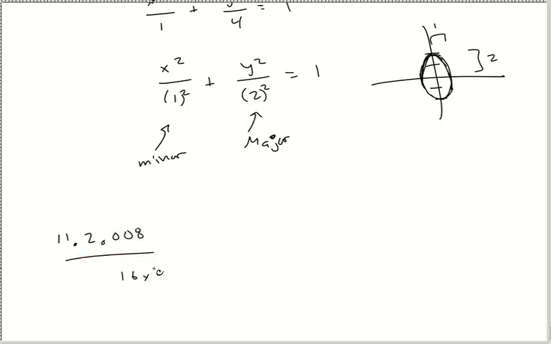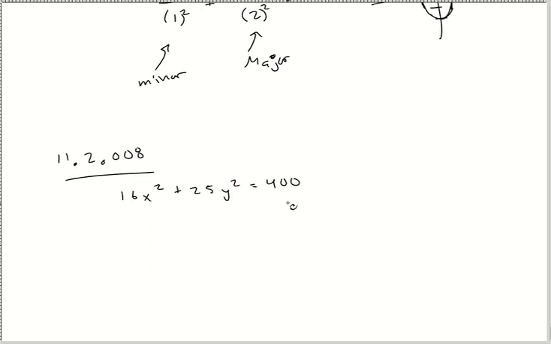I got 16x squared. Oops. Trying to make that x look a little bit better. Plus the 25y squared is equal to 400. Again, every formula has a 1 at the end, so I'm going to say equals 1.